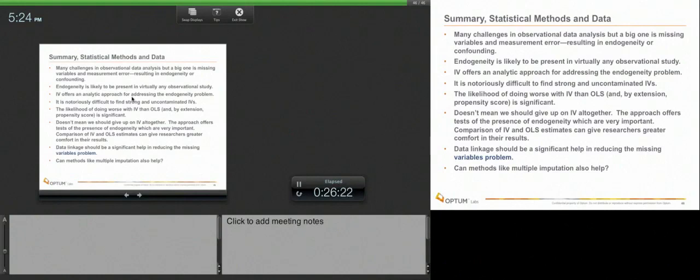PCORI is obviously an area where there's a lot of focus on patient-centered outcomes and collecting data. But that data is going to have to be linked to this other administrative data that we have.